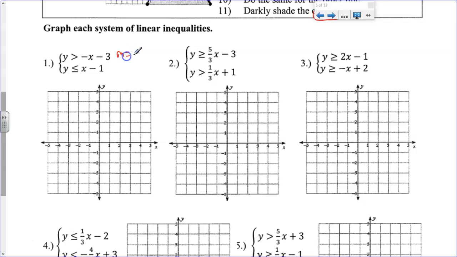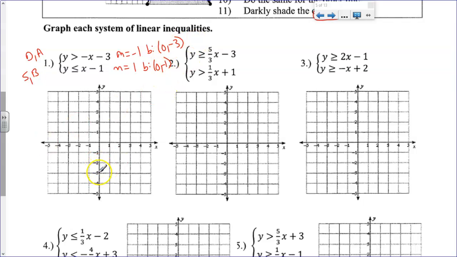If not, you would solve for y first. So here my slope is -1. My b is (0, -3). It's greater than, but not equal to, so this one's going to be dashed and above. Now here my slope is 1, and my b is (0, -1). It's less than or equal to, so it's going to be solid and below. Okay, so you need to ask yourself and think about those.